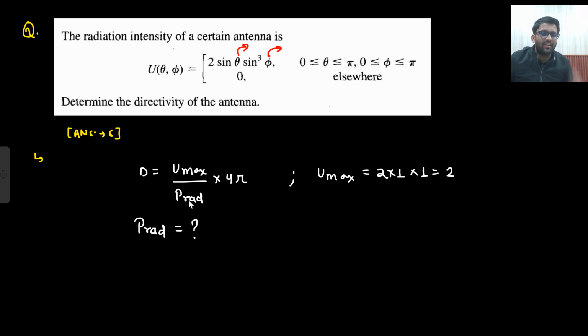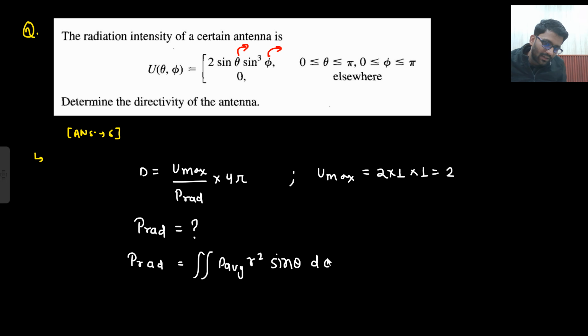Now what is the task? P radiated. So what is the basic formula of P radiated that we know? Before this lecture, what you know was P average into R square sin theta d phi. But sir, what is this? This is U theta comma phi. So can I write down on the next page? Yes. What will be my P radiated?